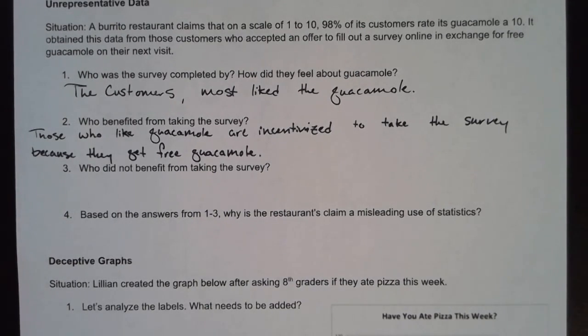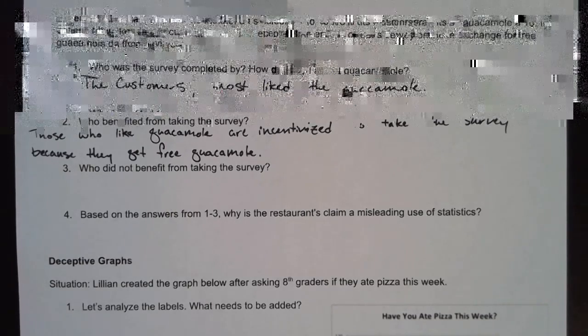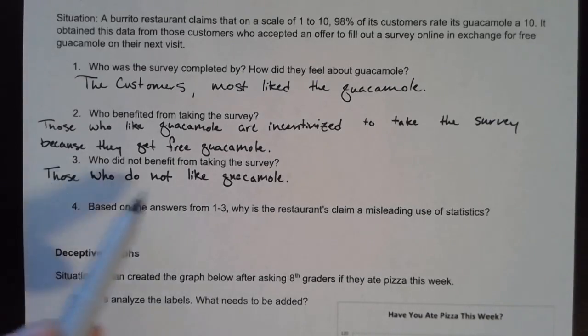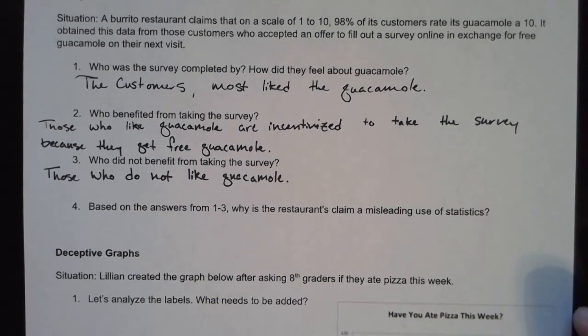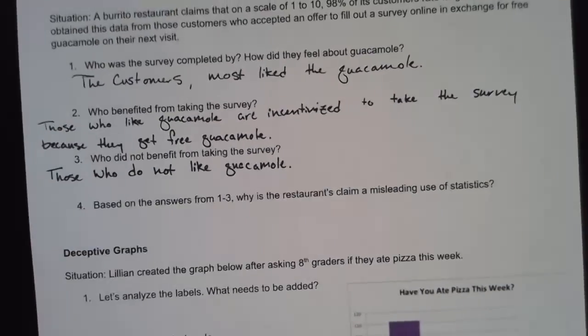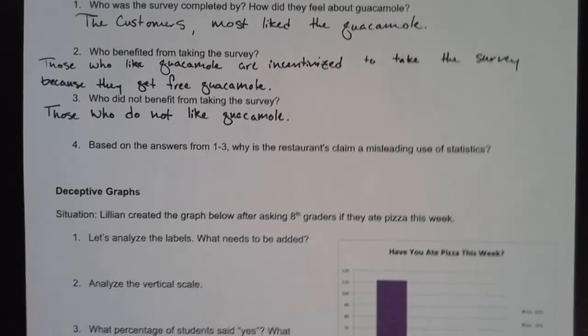Next part, it says who did not benefit from taking the survey. So I said those who do not like guacamole. If I don't like guacamole and I see this survey, I am not interested in taking it because I don't care about this free guacamole on the next visit. In fact, that might make me decide not to take the survey because I don't want to have to worry about getting the guac next time I go. I do like guacamole though.